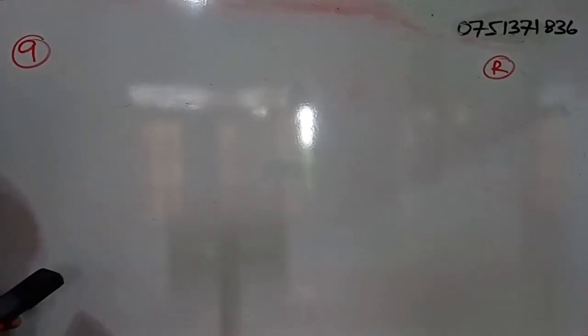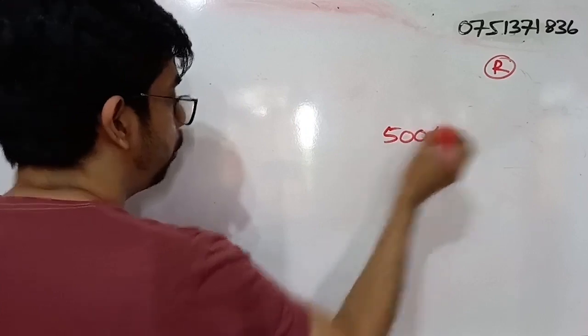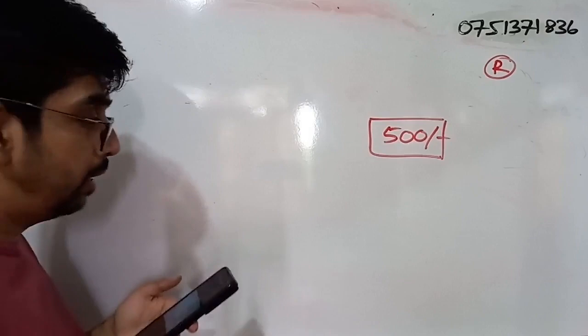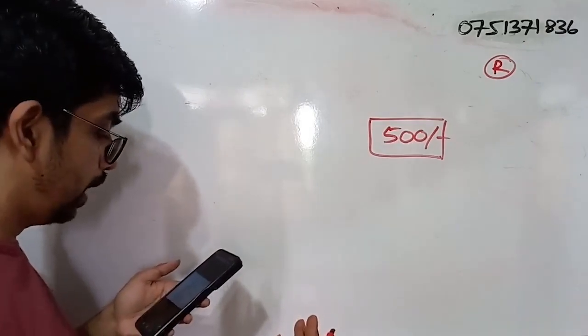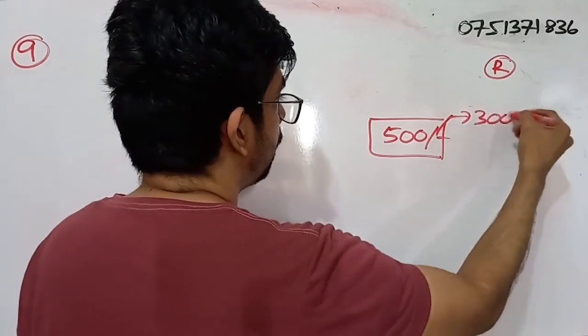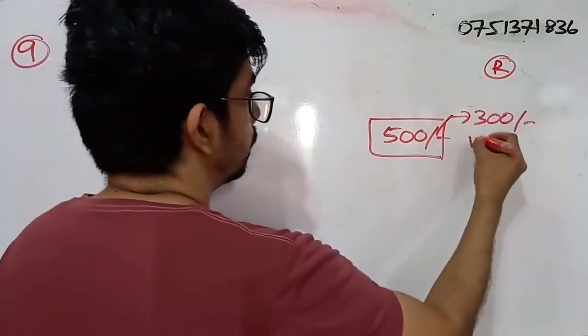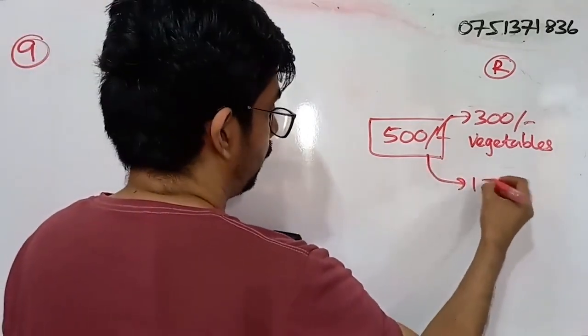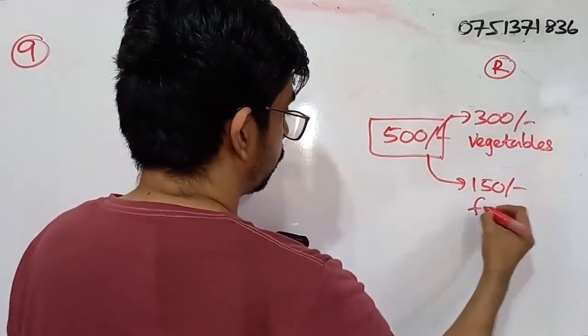Right, so now we will go to question number 9. What do we have? Mother went to the market with 500 rupees in hand, spent 300 rupees to buy vegetables and 150 rupees to buy fruits. Okay, so we will write 500 rupees, that is the total amount of money that she had when she went to the market. Out of this 500 she spent 300 rupees to buy vegetables and another 150 rupees to buy fruits.